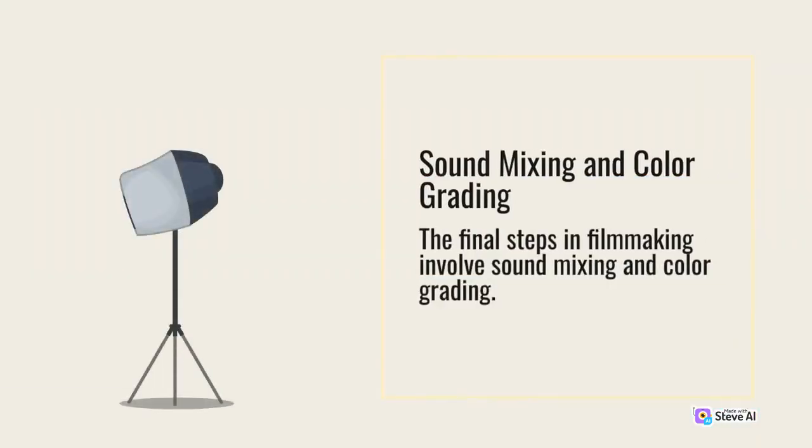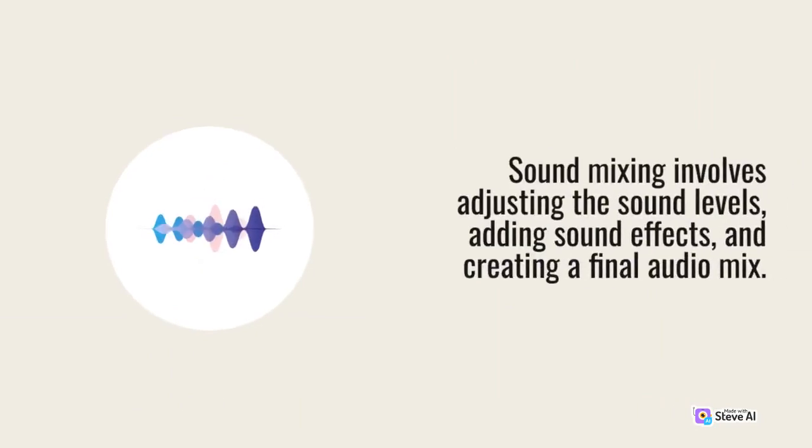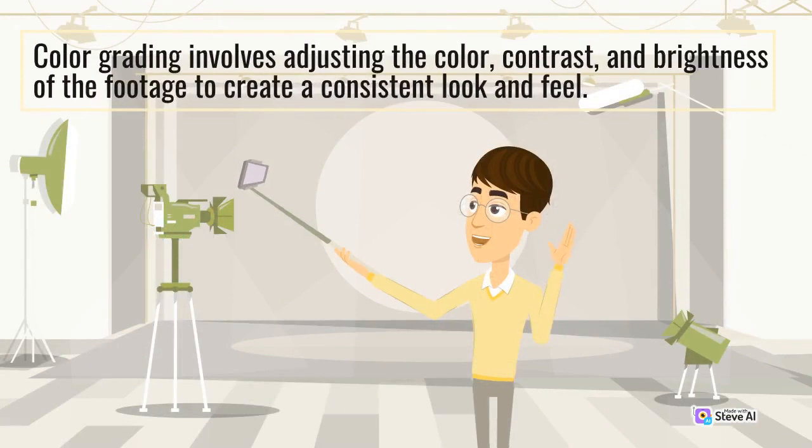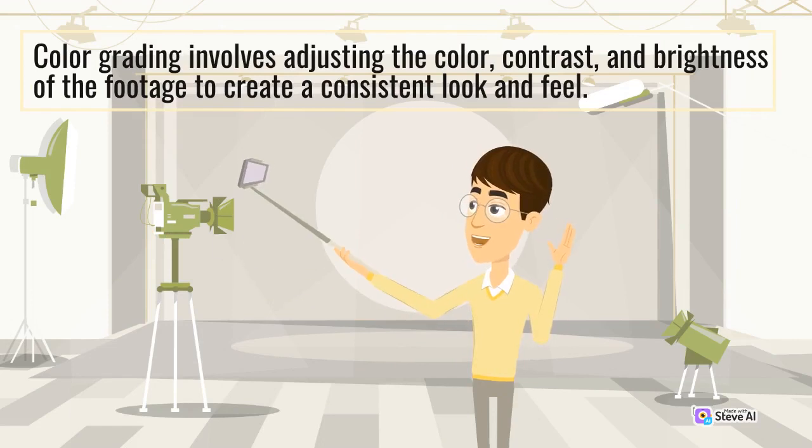Sound mixing and color grading. The final steps in filmmaking involve sound mixing and color grading. Sound mixing involves adjusting the sound levels, adding sound effects, and creating a final audio mix. Color grading involves adjusting the color, contrast, and brightness of the footage to create a consistent look and feel.